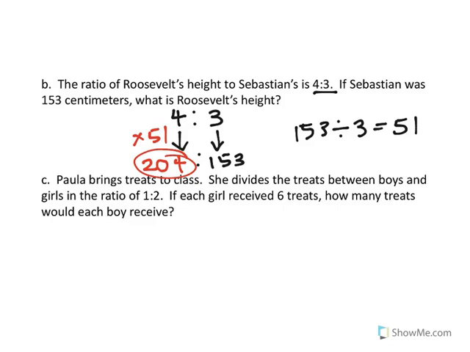Paula brings treats to class. She divides the treats between boys and girls in the ratio of 1 to 2. So boys get 1 for every 2 that the girls get. If each girl received 6 treats, how many treats would each boy receive? So if this is the ratio and a girl receives 6 treats, that means we times it by 3. So that means boys times 3 will make 3 to 6. So how many treats would each boy receive? Each boy would receive 3 treats. And that's it.